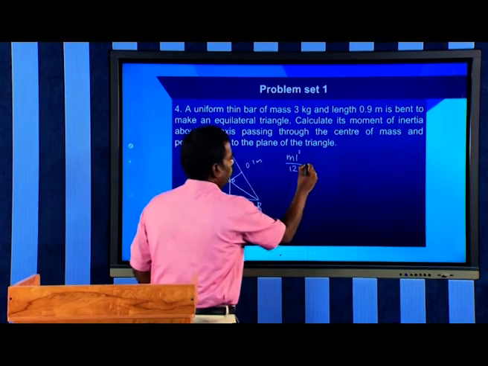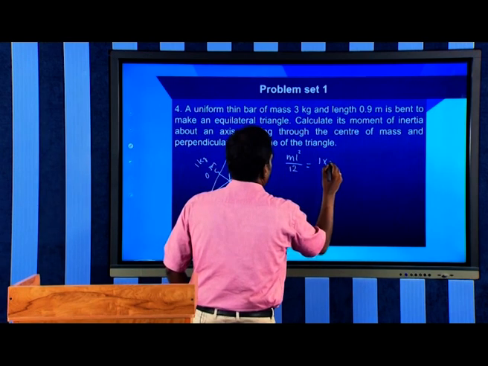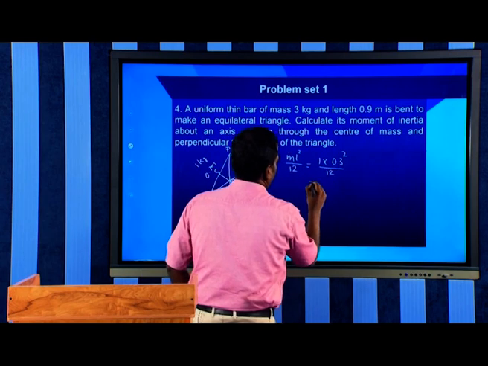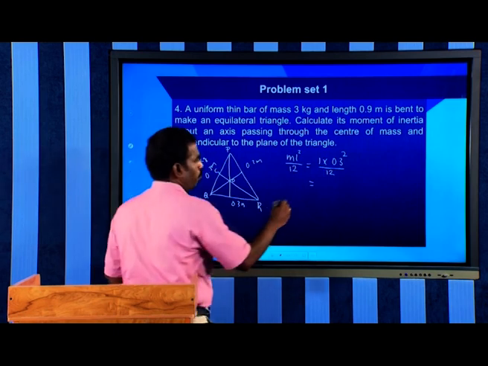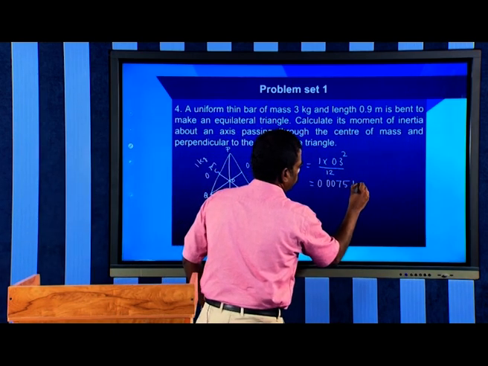So, just substitute. What is m? m equal to 1. What is L? It is 0.3 square divided by 12. 1 into 0.3 square by 12 is 0.0075 kilogram meter square.